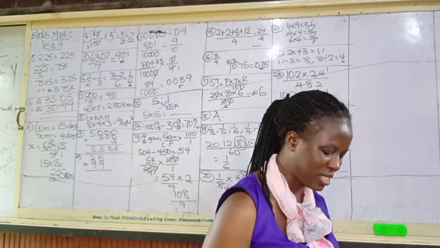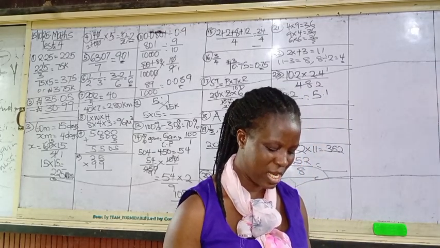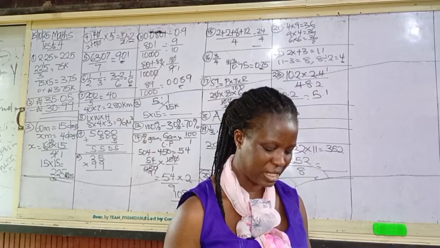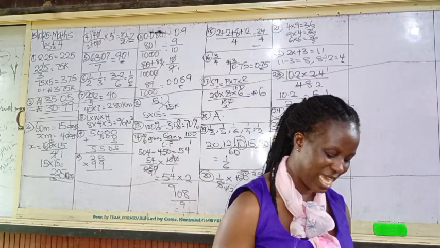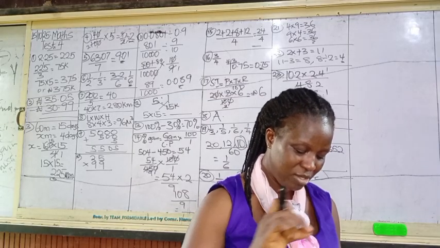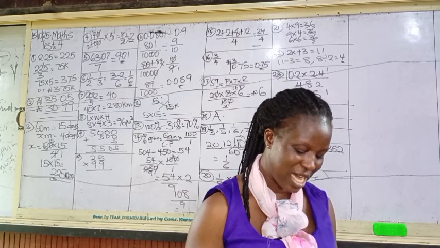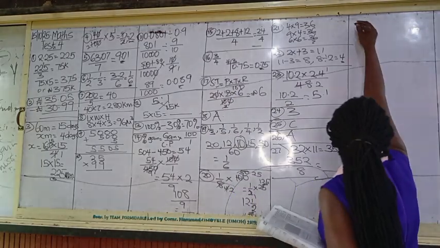Number 28 question says, what is the missing number? We have 121, 215, 247. Then there are some missing numbers, and the final answer is 856. So what we are going to do is add the first 3 given numbers. Whatever answer we get, we take it away from 856. Then we get the missing number.